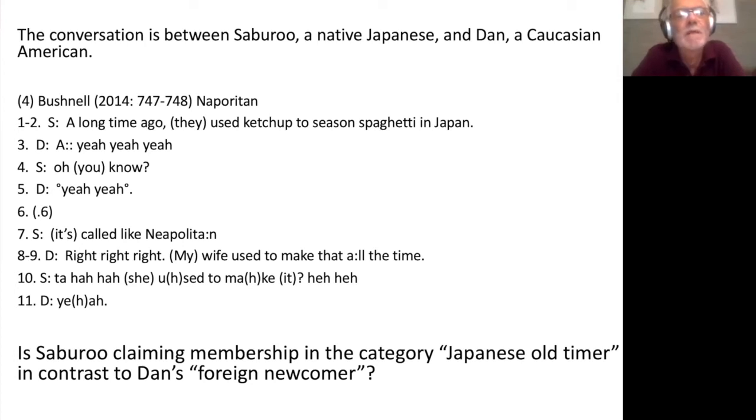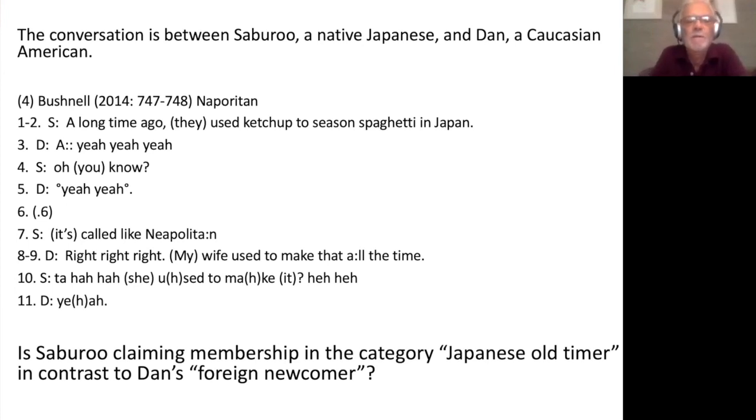Saburo says, a long time ago, they used ketchup to season spaghetti in Japan. Dan says, yeah. Saburo says, oh, you know? And Dan says, yeah. Saburo says, it's called like Neapolitan. And Dan says, right. My wife used to make that all the time. And Saburo says, laughing, she used to make it.